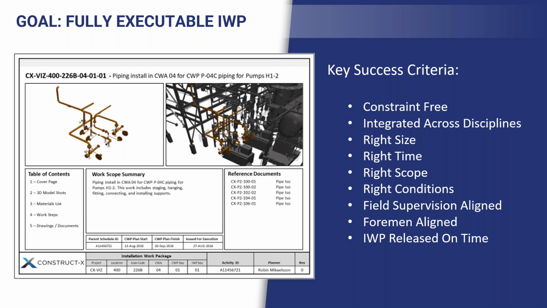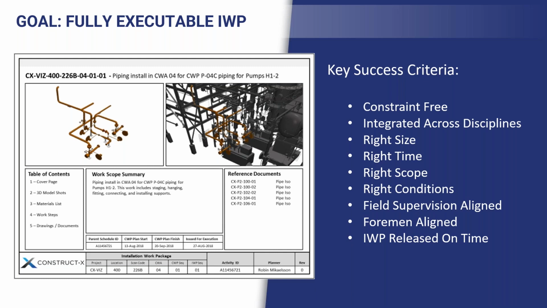It's integrated across disciplines. It's the right size, usually around 1 to 2 weeks' worth of work. That's what they can consume in their heads. It's done at the right time, not way too early, not way too late. It's got the right amount of scope in it, the right conditions to execute it. All the field supervision and foremen are aligned, and the IWP is released on time, not too early, not too late. We make a concerted effort to actually give it to the foreman when they need to go and execute the work. So that's the ultimate goal.